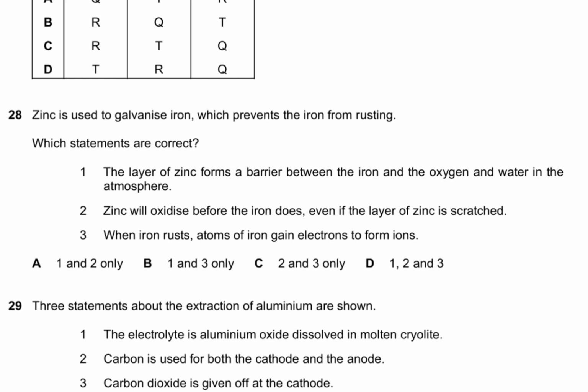When iron rusts, atoms of iron gain electrons to form ions. Atoms of iron gain electrons? No, the third option is not correct. So the first and second statements are correct. So A option is correct.